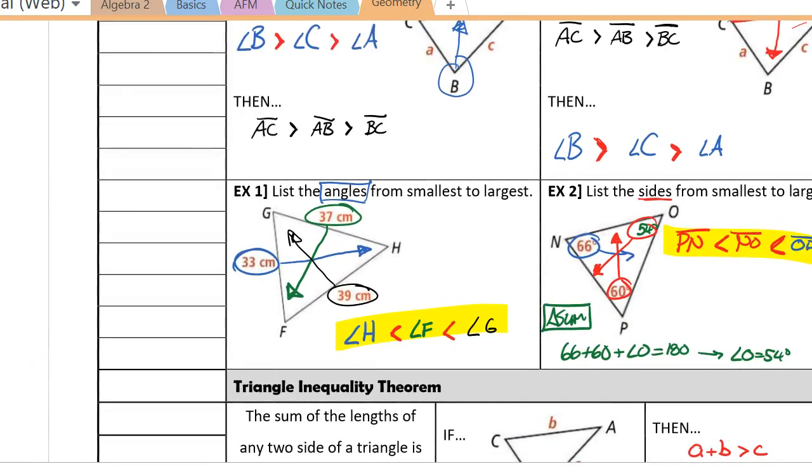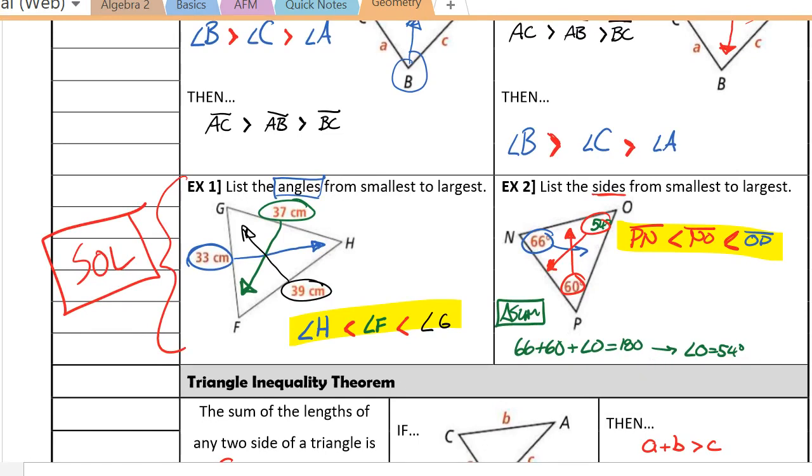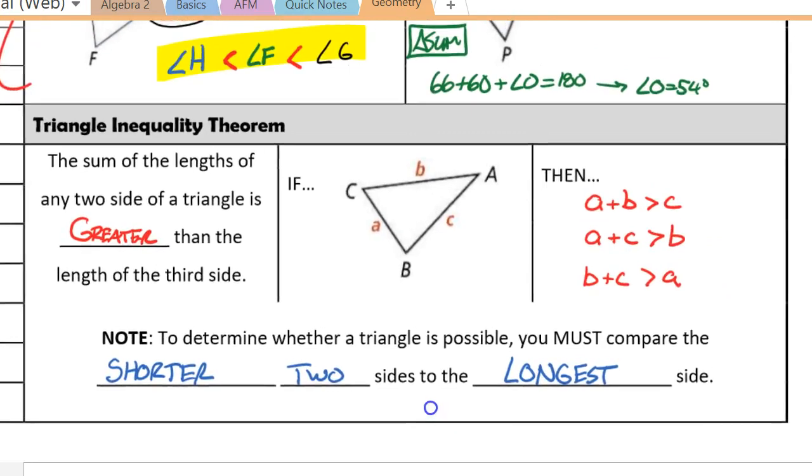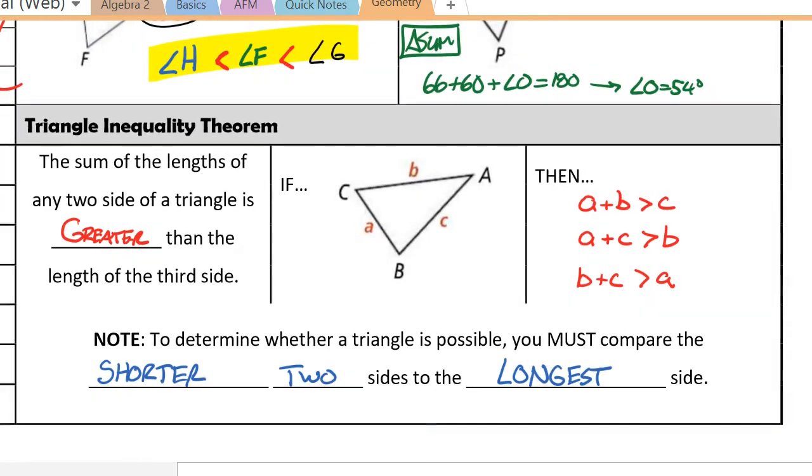Okay, these are great examples of SOL style questions, so we're going to see them as we review throughout the year and keep coming back to this topic. All right, last topic in this section is the triangle inequality theorem.